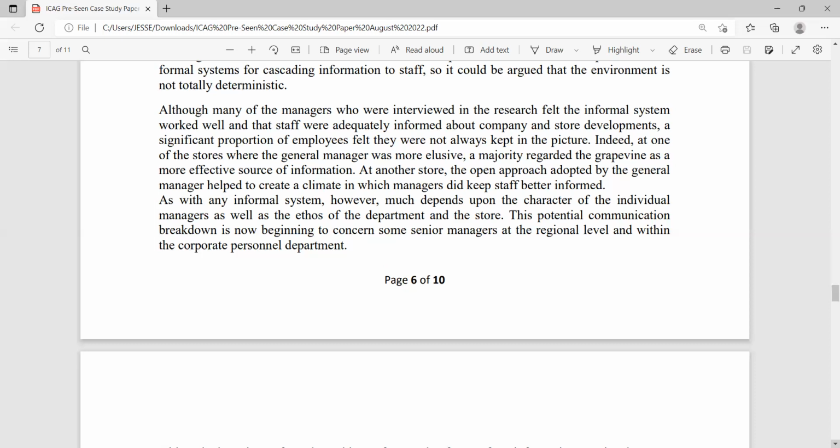We see here that most of the employees were not adequately kept in the picture. Indeed, at one of the stores where the general manager was more elusive, a majority regarded the grapevine as a more effective source of communication. When you hear the word grapevine, as I read this, I would brush up on my communication systems, at least know the advantages and disadvantages of formal communication systems, and also know what the grapevine is. The grapevine is basically an informal method of communication. That's what you need to know about the grapevine.